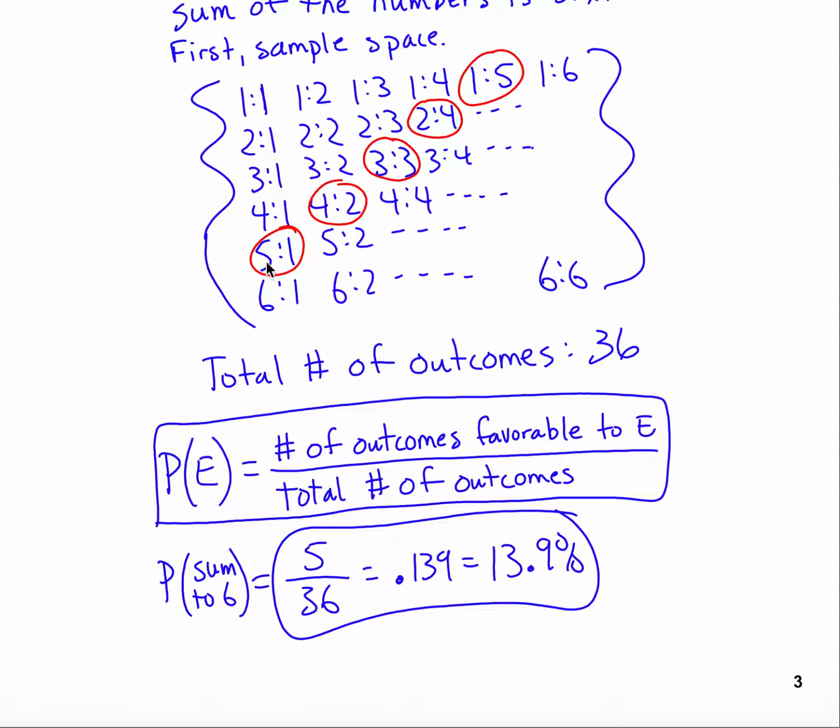So 6 means you either have a 5-1, a 4-2, a 3-3, a 2-4, or a 1-5. Notice it nicely makes a diagonal. So if you write out the whole sample space, you will see this whole diagonal.